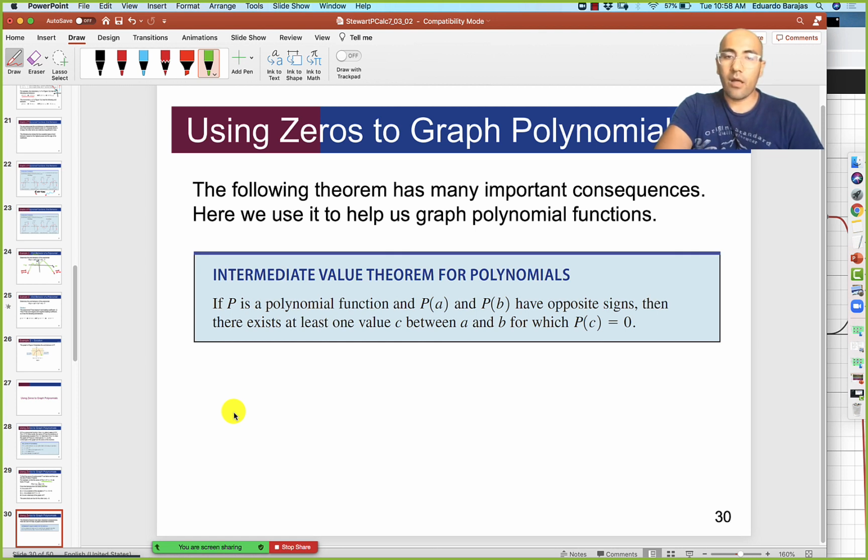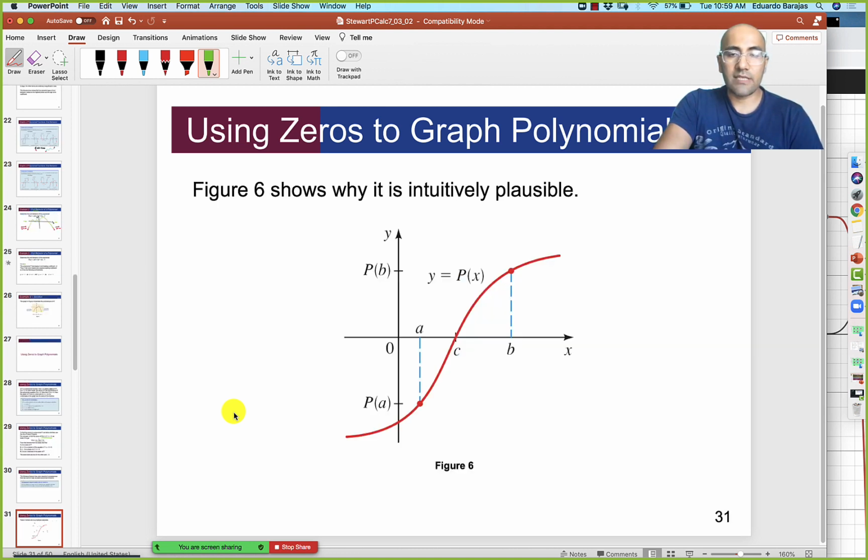So if P is a polynomial function where P of A and P of B have opposite signs, then there must exist at least one value C between A and B such that P of C equals 0. There's a nice picture here to describe exactly what that statement is saying. We're letting P of X be some polynomial, some sort of squiggly thing. We know that the graph of a polynomial does not have any holes, never jumps, and is always smooth and continuous, no sharp edges. So this red one is just some abstract idea of what the polynomial could look like.